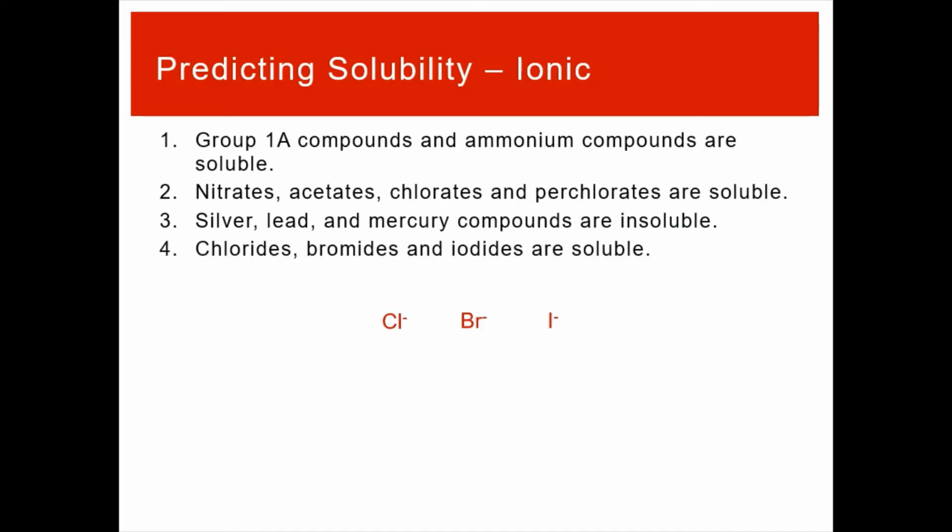Rule 4. Chlorides, bromides, and iodides are soluble. Most of the halogens. You'll note fluoride is not on here. Fluorides don't have similar rules. Only chlorides, bromides, and iodides here.